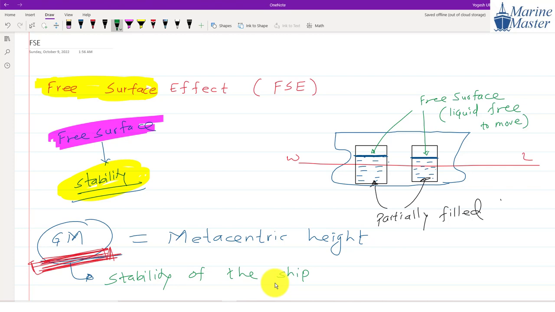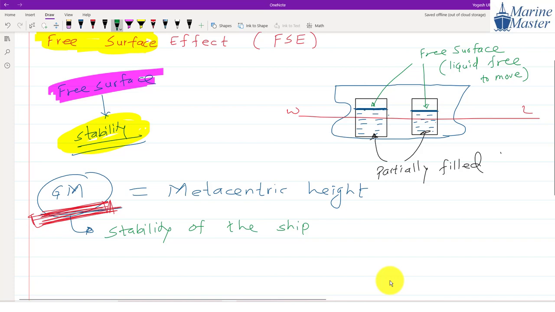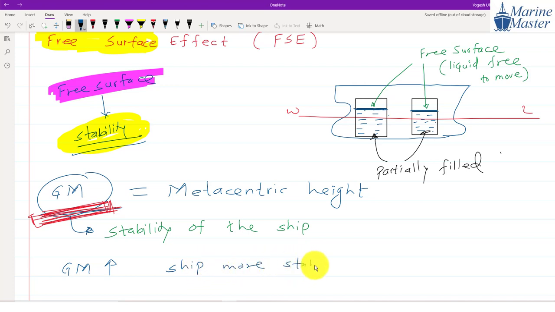If GM is more, if metacentric height is more, the ship will be more stable, guys. If the value of metacentric height GM is higher, then the ship will be more stable. Guys, you got my point. Ship will be more stable. Try to understand my point.